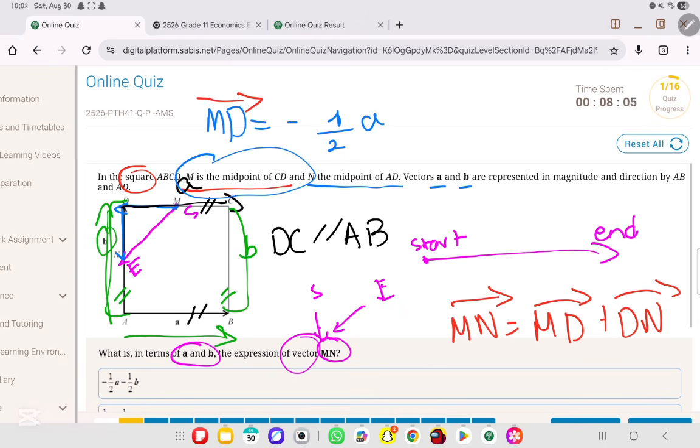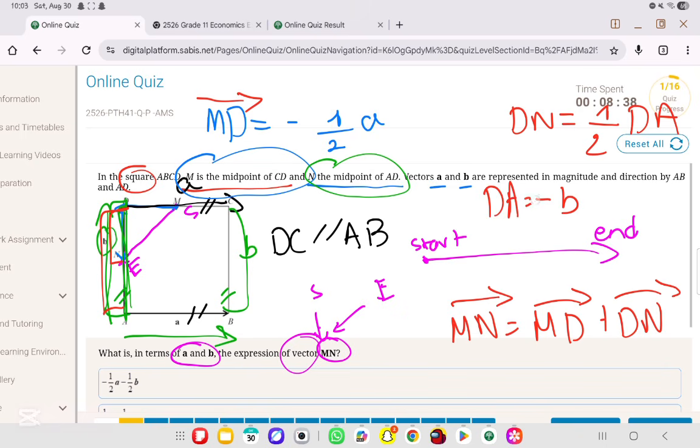This is unnecessary information. I just added it so in case a different question comes in the exam, you will know how to solve it, okay? So for now, we know that DA is equal to B, and we know that N is the midpoint of AD. This means that DN is equal to 1 over 2 of DA. And DA, as you can see, is going in the opposite direction, so it's going to be minus B. So DA is equal to minus B.